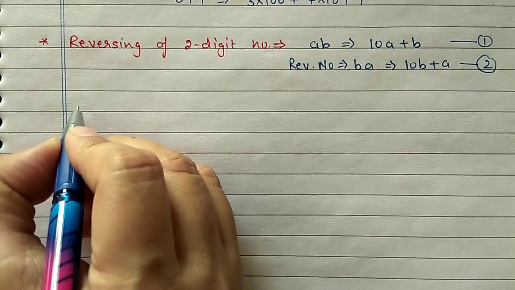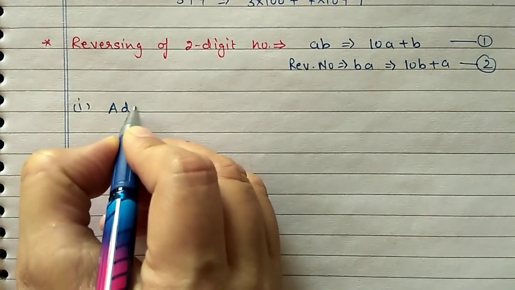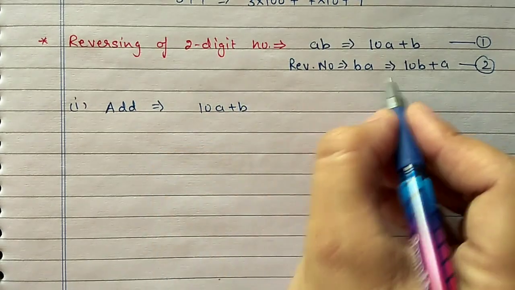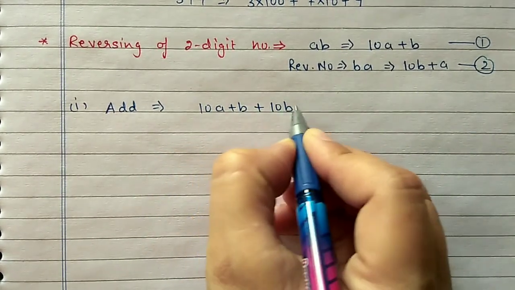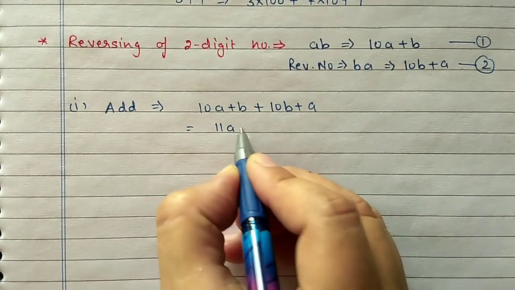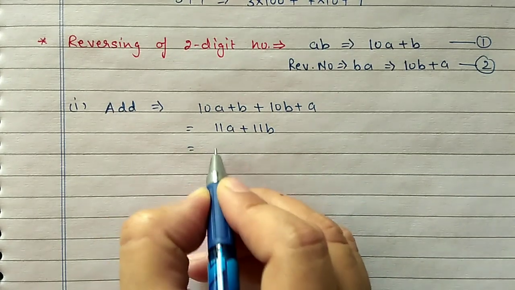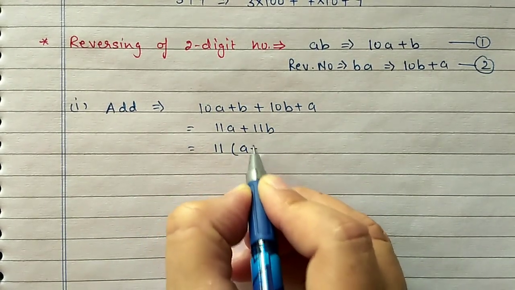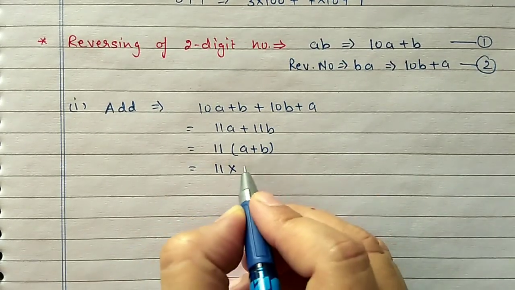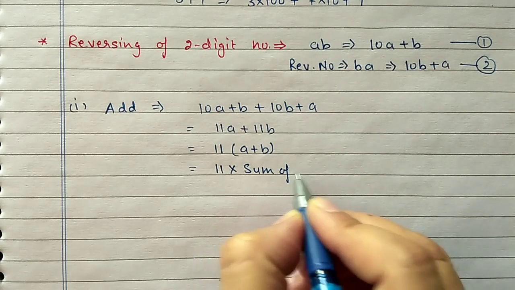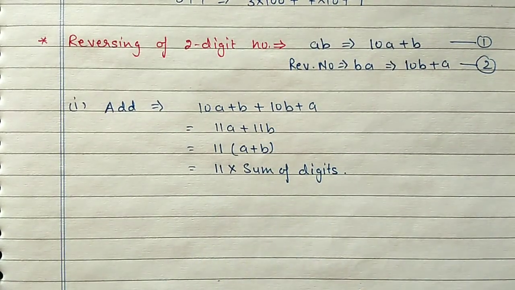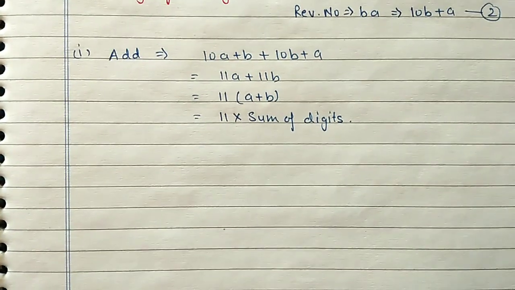So we have two conditions here. If we add these two numbers, 10A plus B and the reverse number 10B plus A, we will get 10A plus A, 11A, and B plus 10B, 11B. We can take 11 as common, and in the bracket we will get A plus B. So we are getting 11 into the sum of these two digits. We will use this property when we solve questions.